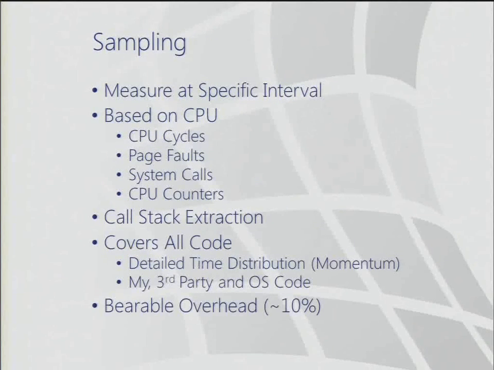Then we have the sampling. Sampling measures at specific intervals, and by default, the interval is a million CPU cycles. So every single million CPU cycles, it gets a sample from your application, right? It can also be done by page faults, by system calls, and by CPU counters. So more or less, sampling is based on CPU execution.